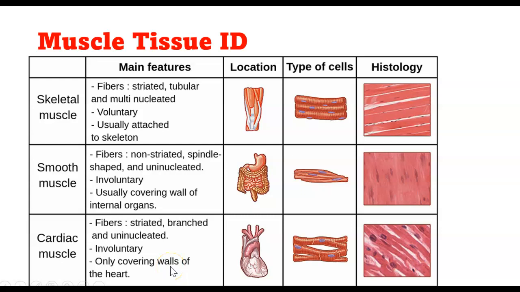And then finally, cardiac muscle, cardiac for heart, meaning that this muscle is only found in the walls of the heart. It is also under involuntary control like smooth muscle. We don't need to think about it in order for them to contract, which is a good thing. And then it has the pinstripes that are similarly found in skeletal muscles. Also only has one nucleus per cell.